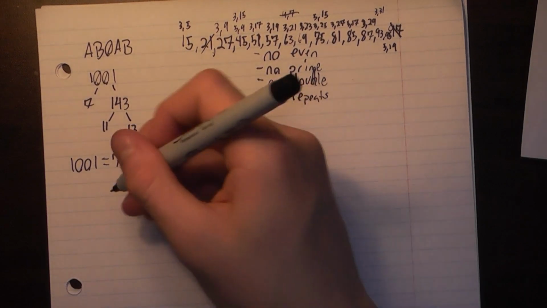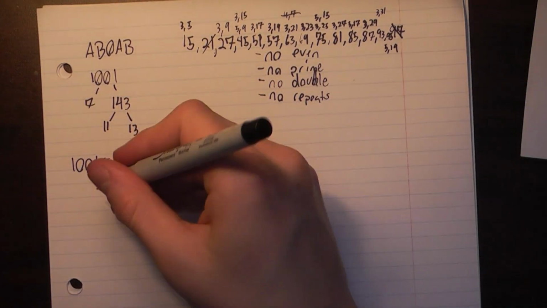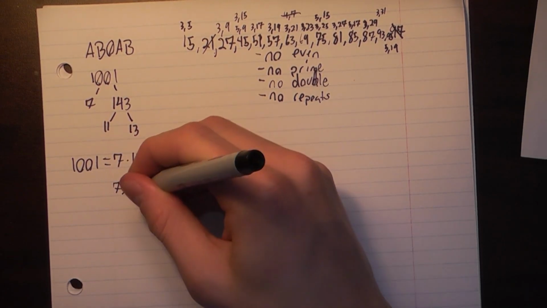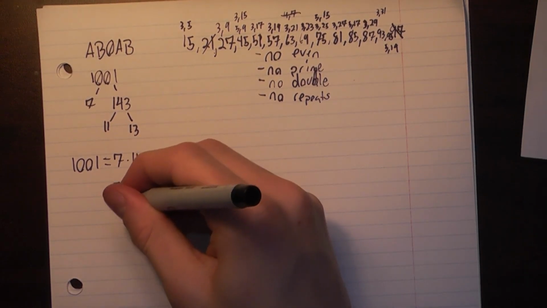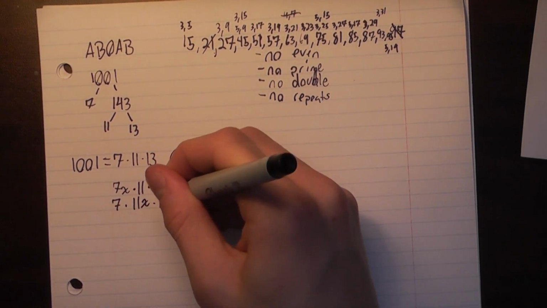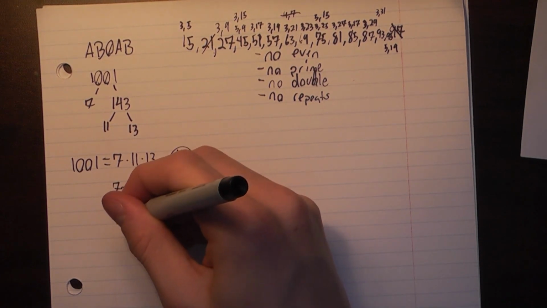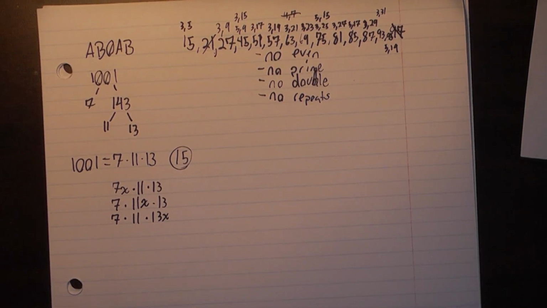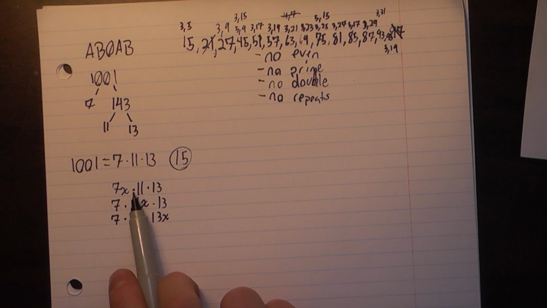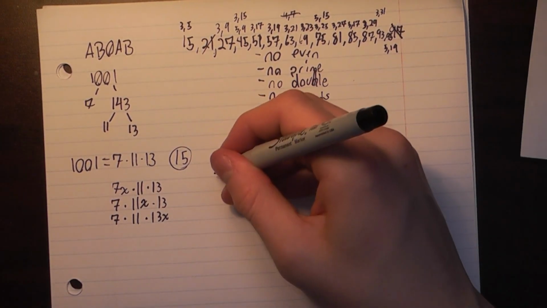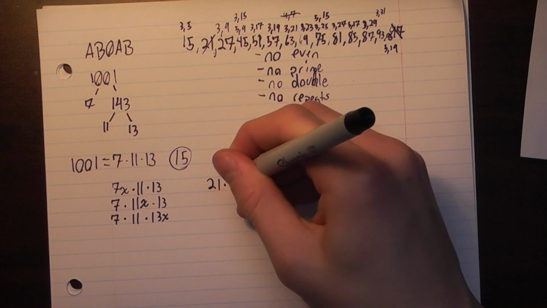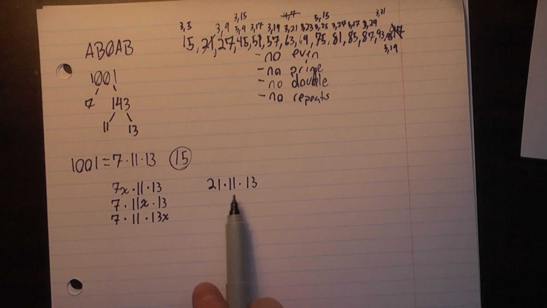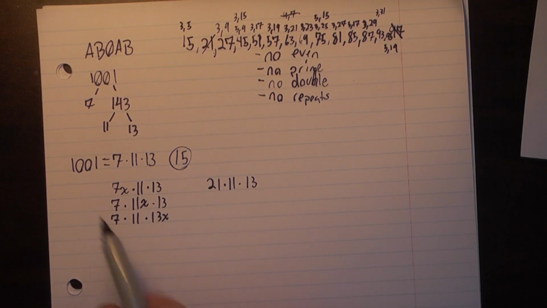So the way we're going to do this is by, instead of doing 7 times 11 times 13, we're going to do 7x times 11 times 13, as well as 7 times 11x times 13, as well as 7 times 11 times 13x. X being another odd positive integer. So let's go with this first one. Let's say x was 3. That would mean it would be 21 times 11 times 13. Because we multiplied it by 3, it will end up being 3003 instead of 1001.